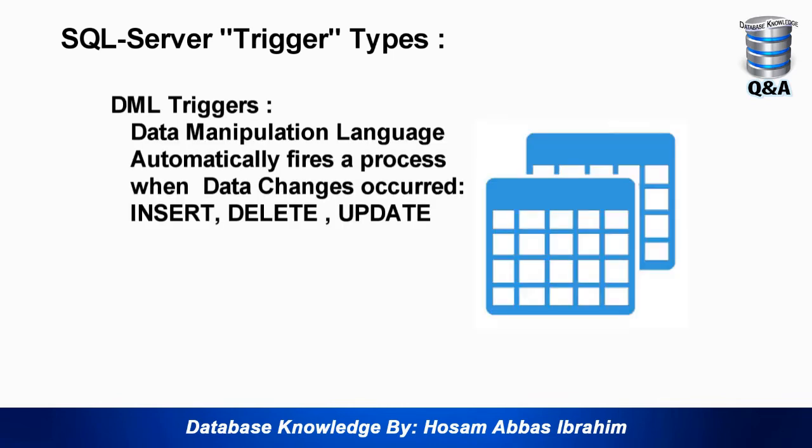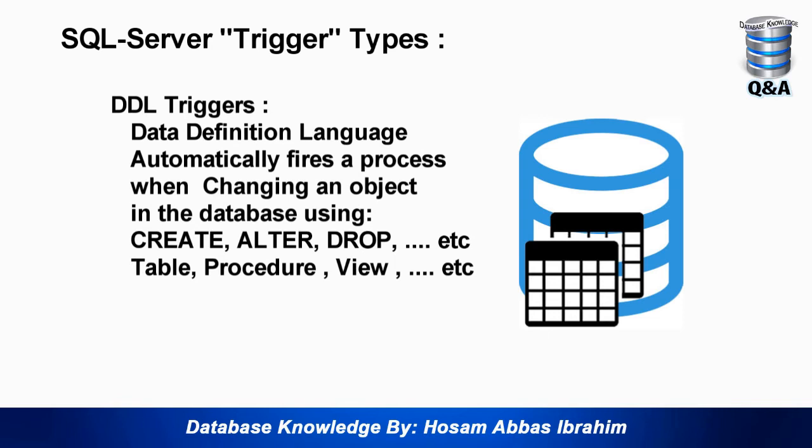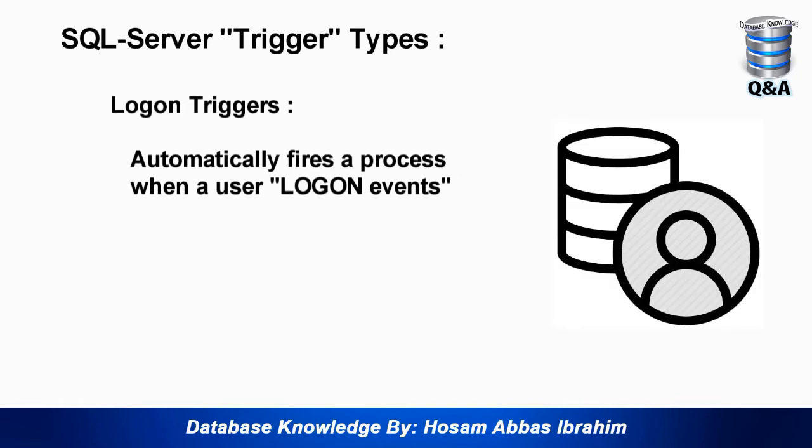One works with the DML, data manipulation language, which automatically fires a process when data changes occur, insert or delete or update. The second type works with DDL, data definition language, and automatically fires when we change an object in the database, such as a table or stored procedure or view or whatever. The third type of trigger is the Logon Trigger, which fires something when a user logs into SQL Server.